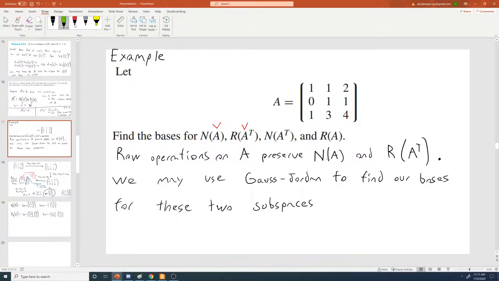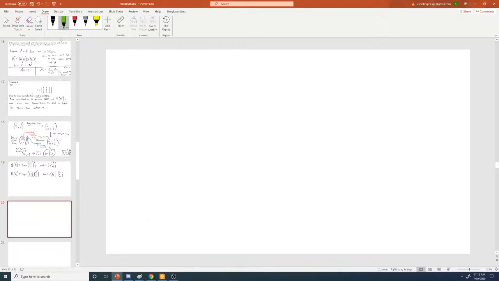It remains to do the same thing for the null space of A transpose and the column space of A, but it's basically an analogous computation, because all we're going to do is take A here and replace it by its transpose and go through the exact same set of calculations. So here's how we do that. We note here that A transpose is equal to 1, 1, 2, 0, 1, 1, and 1, 3, 4. And we're going to apply row operations to make this as simple as possible. Row operations will preserve the null space of this, as well as the column space of A itself.